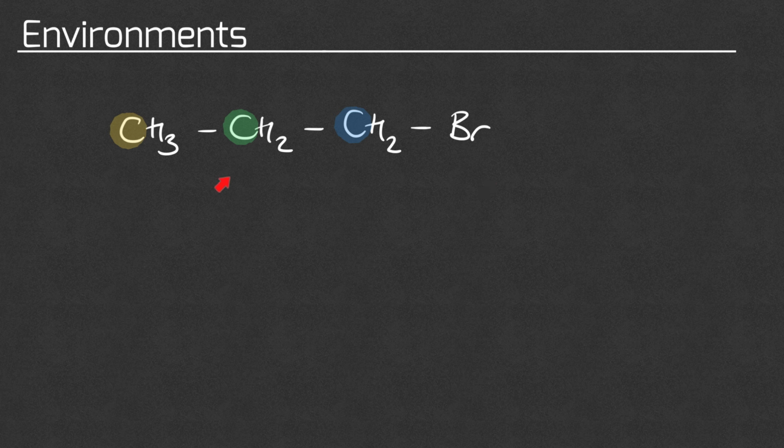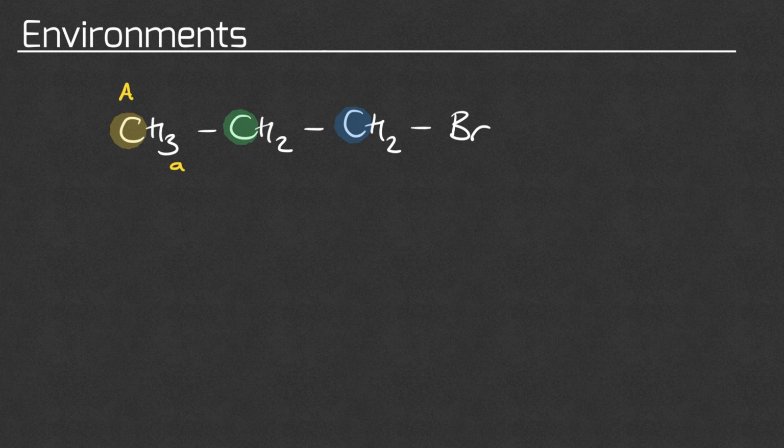Even though they're both CH2s, the environment of this one, a CH3, CH2, then a Br, is different to the environment of this one, a Br, and then a CH2 and a CH3. So this molecule would have three separate carbon environments.